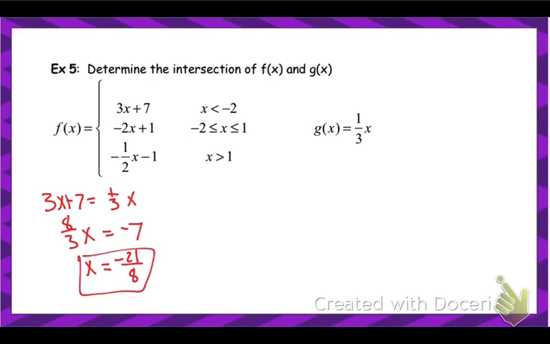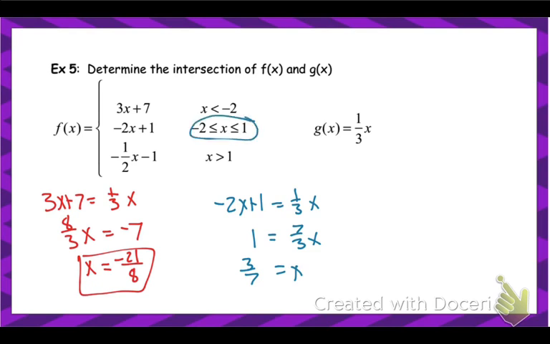Well, now let's see, this could intersect with the middle, because the middle is a completely different graph. So let's try the middle one. So negative 2x plus 1 equals 1/3 x. Let's go ahead and solve this out. So I get 1 is equal to 7/3 x. So x is equal to 3 over 7. I need to consider, does 3 over 7 fall in this domain? And yes, it does. It's less than 1 and greater than negative 2.